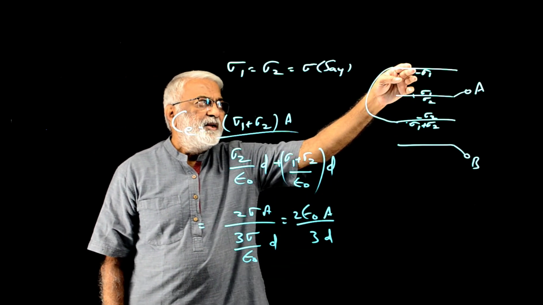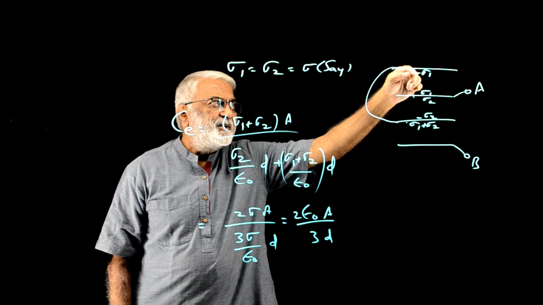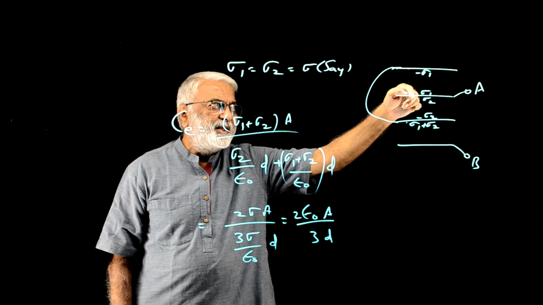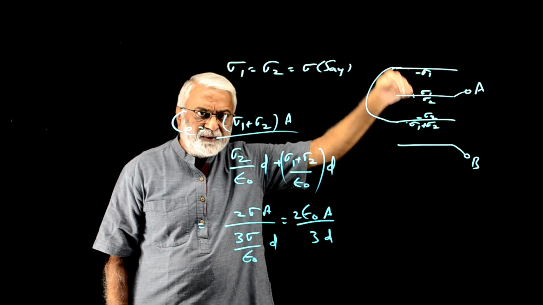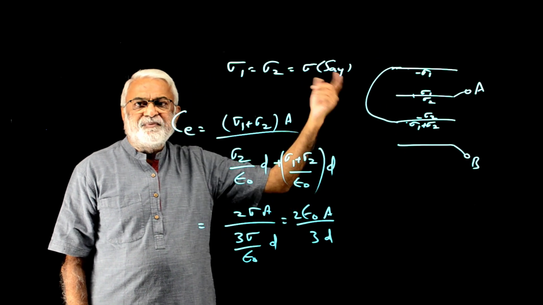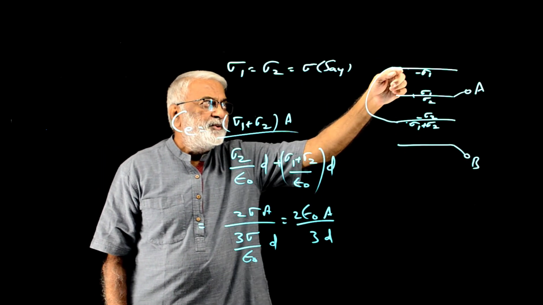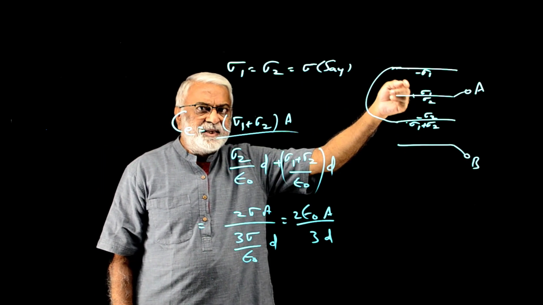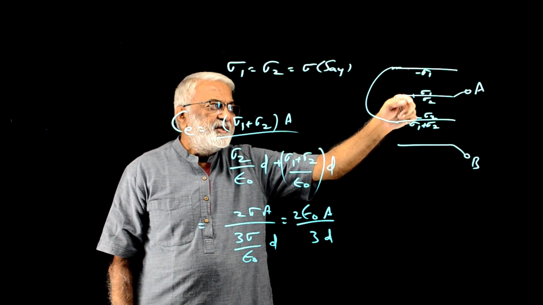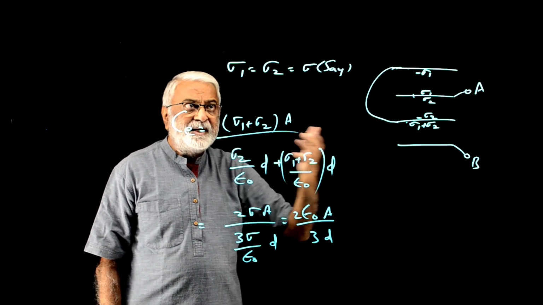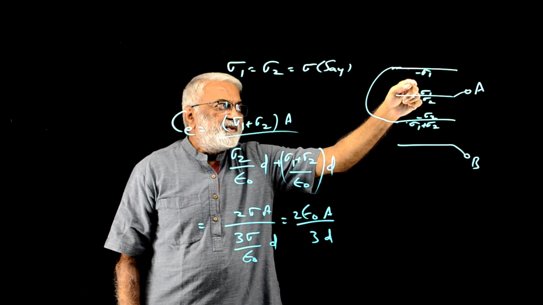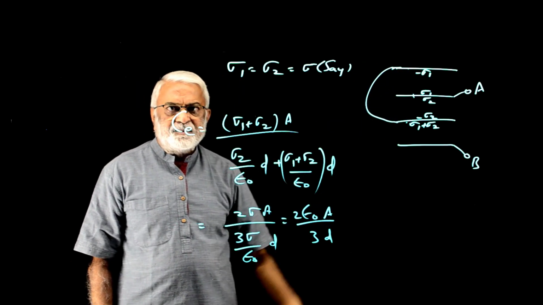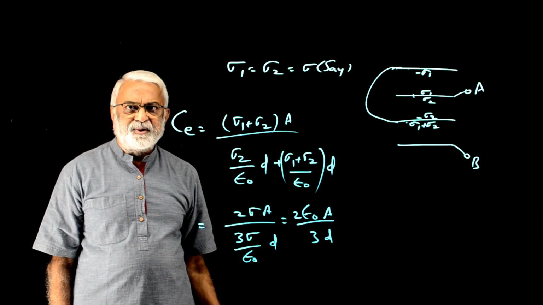Start from here, go along this path. There is an increase in potential of sigma 1 by epsilon 0 into D, and then there is a decrease in potential of sigma 2 by epsilon 0 into D. If you go with the field, potential decreases. If you go against the field, potential increases. So this is sigma 1 by epsilon 0 into D, and this is sigma 2 by epsilon 0 D, and you're ending up with this. Because these two are connected, the potential difference calculated that way must add up to 0. So this is the way you can work it out.